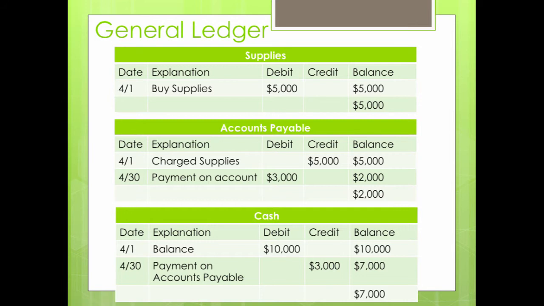If there were more transactions that were related to supplies or accounts payable or cash, then you would see more transactions in this page as well. Okay? It all depends on the number of accounts that are affected based on your analysis.